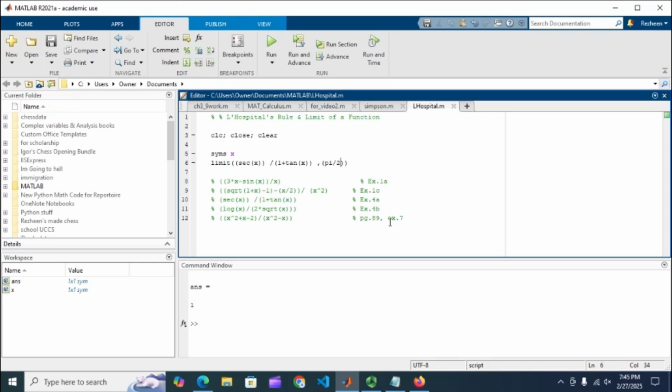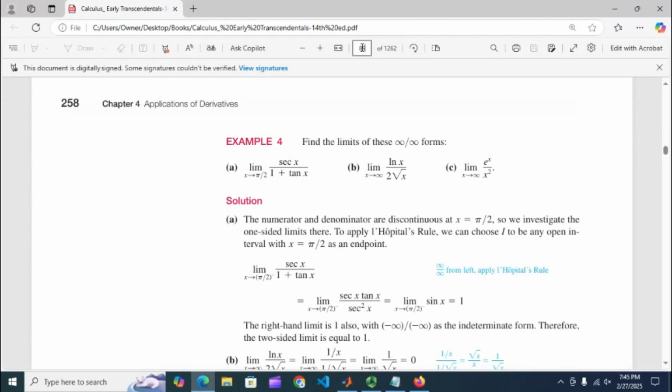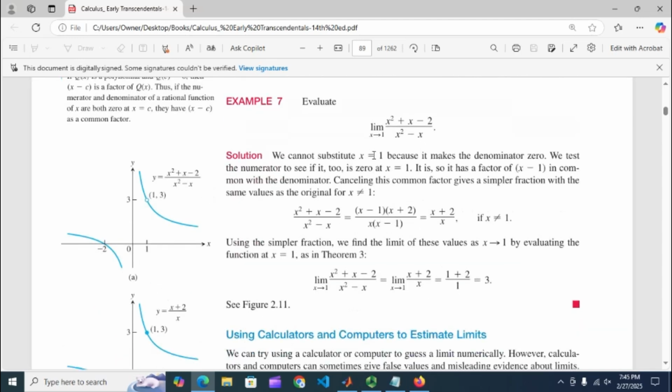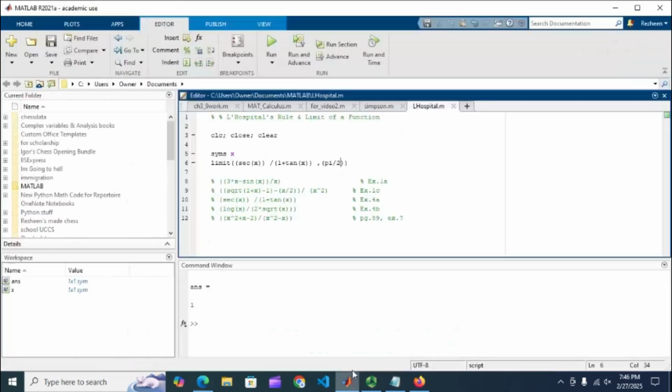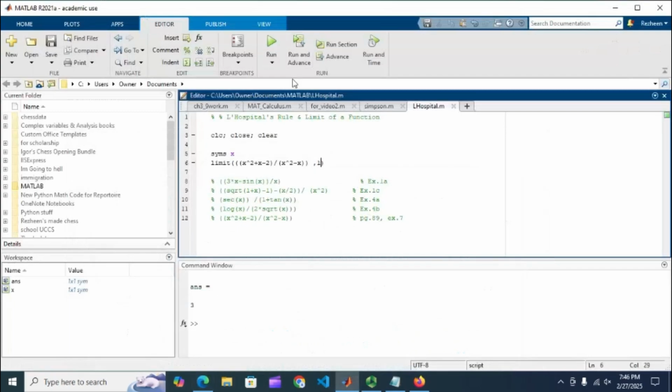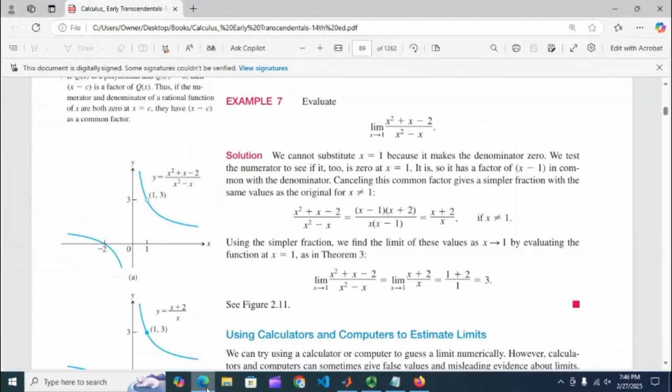Let's jump to page 89 just to look at the basic limits and do one of those examples. So I'm going to go to page 89 of the book. So I have example 7, x squared plus x minus 2 over x squared minus x. X approaches 1 in here. So they get 3. And let's see if that's what we get also. So I'm going to copy that into my code. And this was 1, I believe. Yes. And we run this. That limit is 3, which matches the one here.